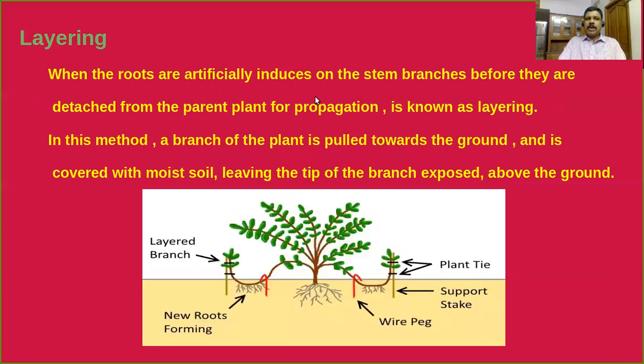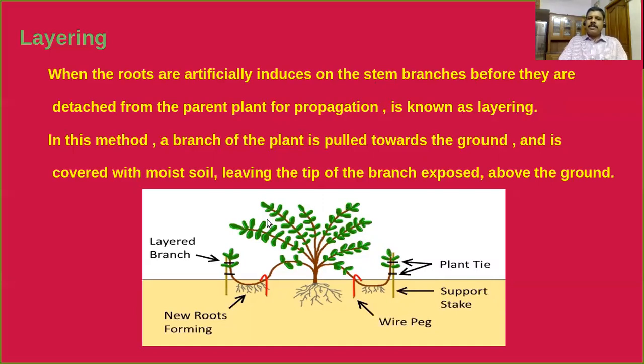Second method is called layering. Okay, you just first of all go through this diagrammatic representation. What is the meaning of layering? Layering means when the roots are artificially induced on the stem branches before they are detached from the parent plant for propagation, it is known as layering.